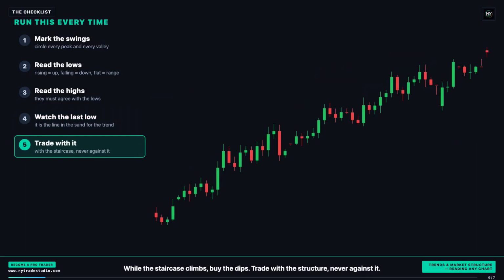5. Trade with the structure. Buy the dips while the staircase climbs, sell while it falls, and stand aside when it goes flat. With the trend, never against it. That is it. Run those 5 checks on every chart, and you will always know who is in control and which way to lean.